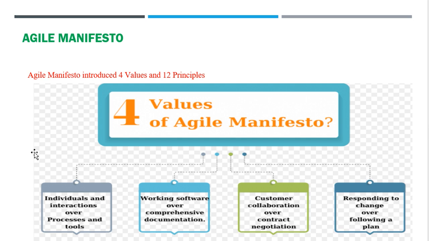Moving to the last value of Agile Manifesto, which is responding to change over following a plan. So basically, this value recognizes that change is inevitable and often beneficial. While having a plan is important, being able to adapt to changes, whether they come from new market conditions, customer feedback, or technological advances, is crucial. The ability to pivot when needed is more valuable than rigidly sticking to the original plan.